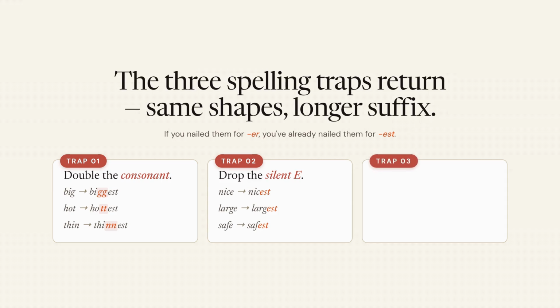Trap 3. Flip the Y. When a word ends with Y, change it to iest. Happy, happiest. Easy, easiest. Busy, busiest. Same logic as last time. If you nailed it for comparatives, you've already nailed it here.